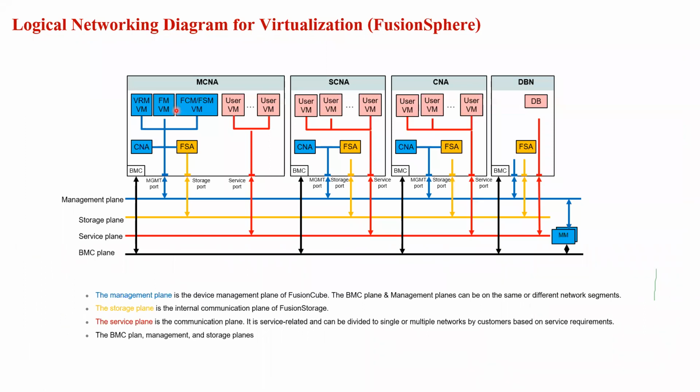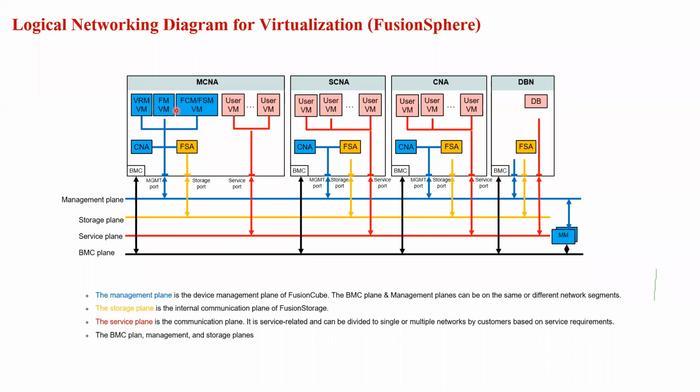The networking will be common for FusionCube and FusionAccess. So this is the base layer actually. We cannot modify it later on. So the networking part is common for both solutions, okay? While deploying FusionAccess on the FusionCube, the base layer is the FusionCube. And there are multiple networks we have to define during the deployment.